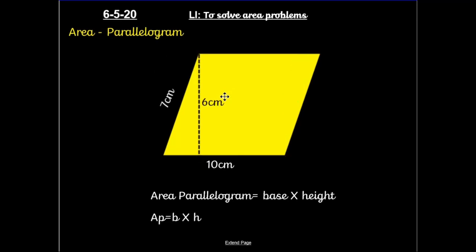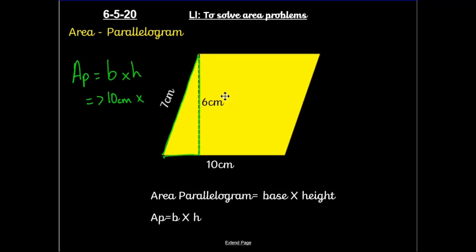So let's have a little look at this one here. You can see that this is 7 centimetres going down, but that's not what I'm going to be trying to work out. I need to do base times height. In this case, the area of the parallelogram is equal to base times height, which would be, the base is 10 centimetres, times the height of it is 6 centimetres.